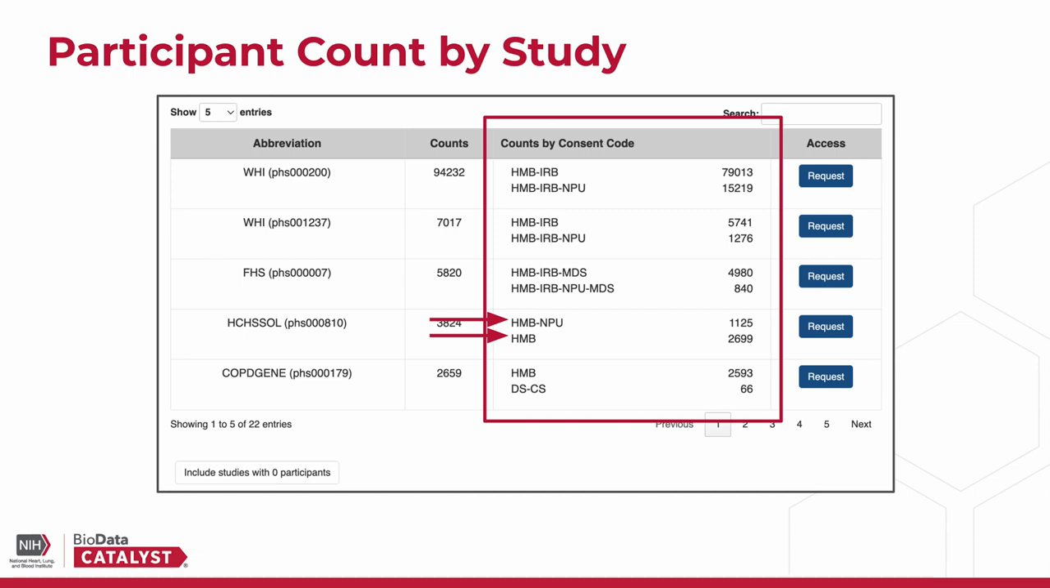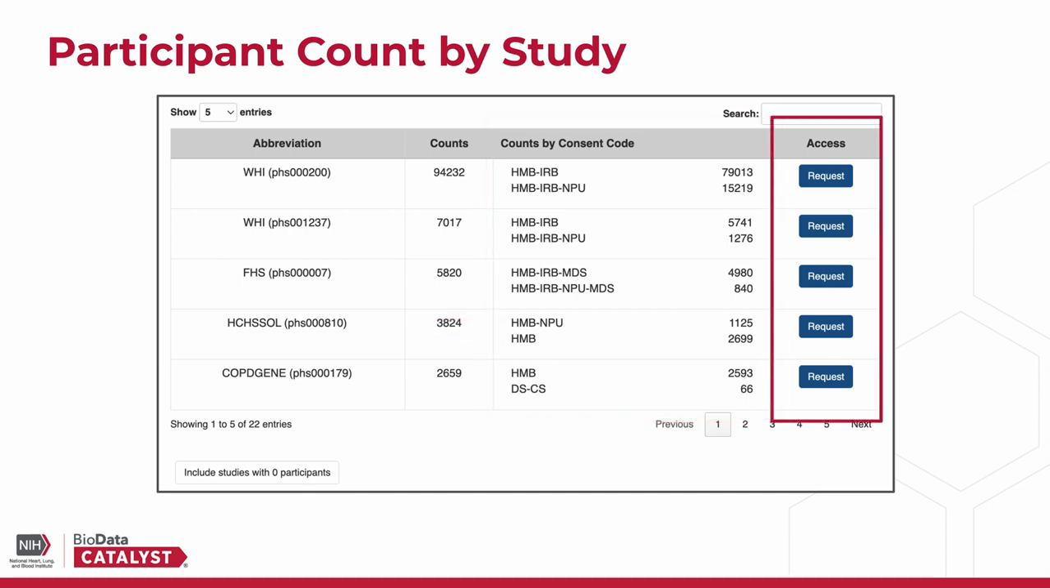In the Counts by Consent Code column, we can see that this value is broken down by consent group. For example, of the 3,824 participants that meet the criteria in HCHS SOL study, 1,125 of those are in the HMB-NPU consent group, and 2,699 are in the HMB consent group. It is important to note that any values between 1 and 9 are displayed as less than 10, while the participant counts of 0 are displayed as 0.